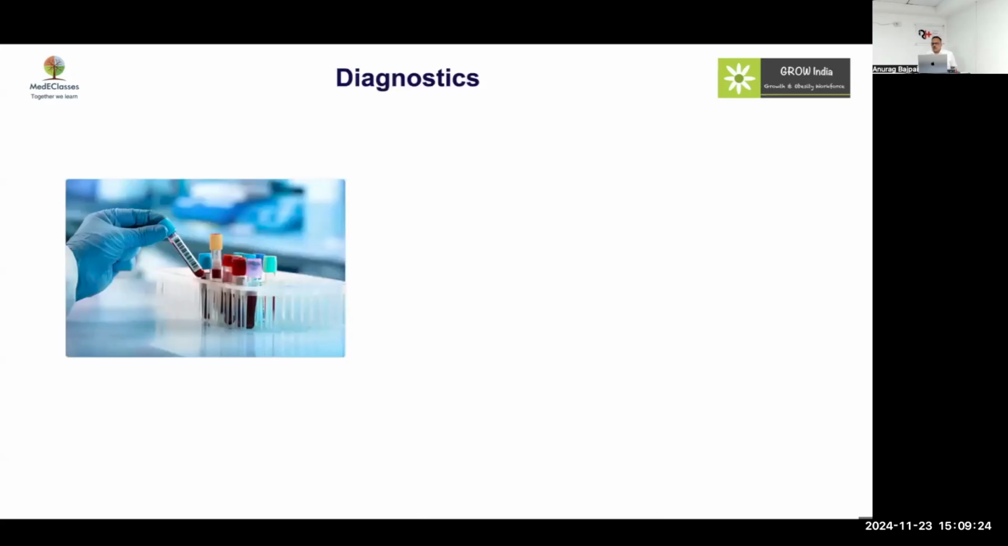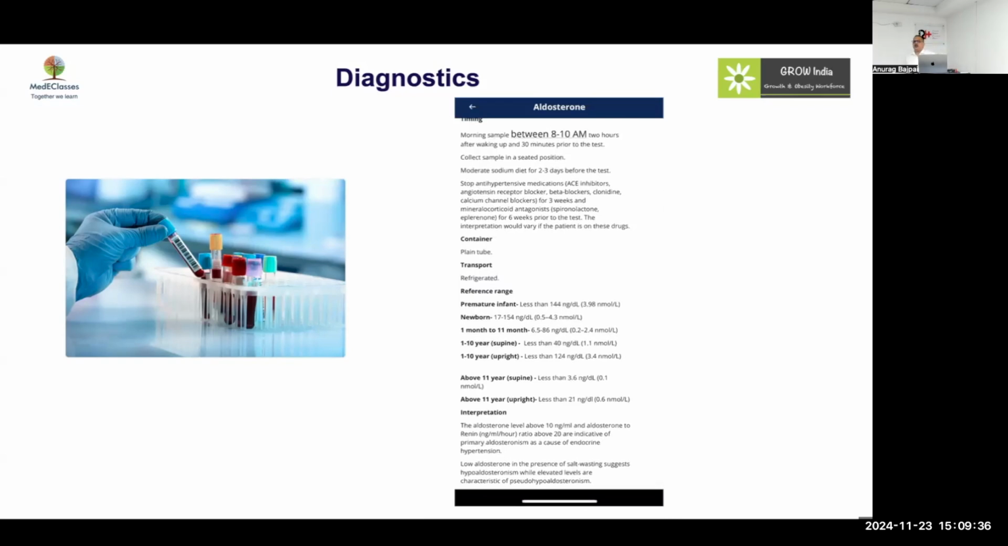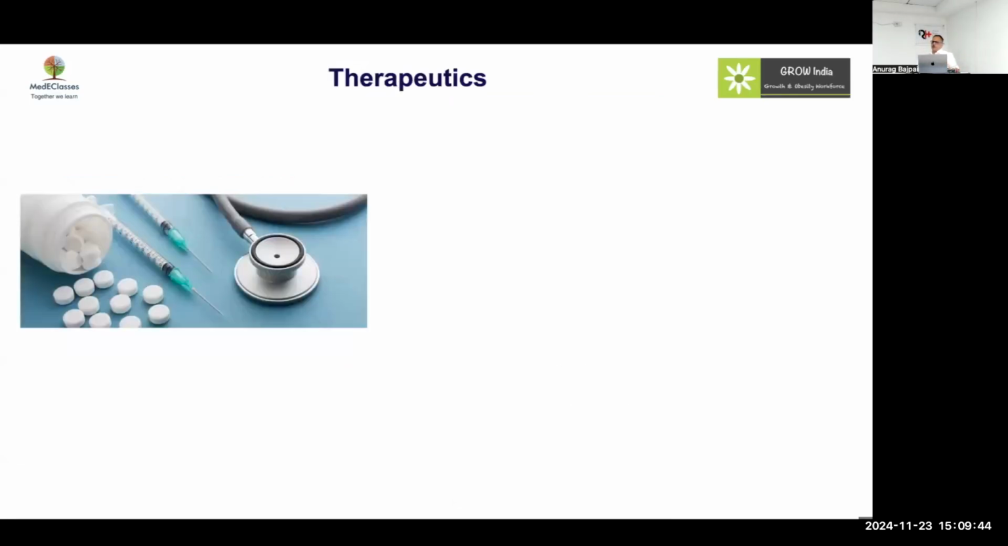Now, of course, when you say that you do a particular test, let's say an AMH test, you need to understand when to do the test and how to do the test. So you don't want to go back to the book and open it up. We have a full diagnostic section which provides the timing, the sample type, the reference range, and everything is available within the app. So within a single app, you've got all the information.